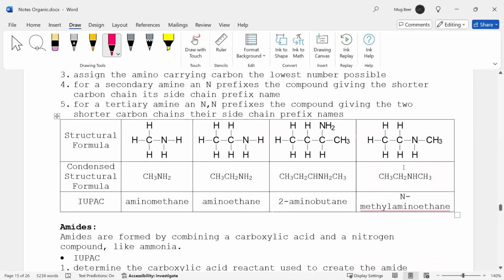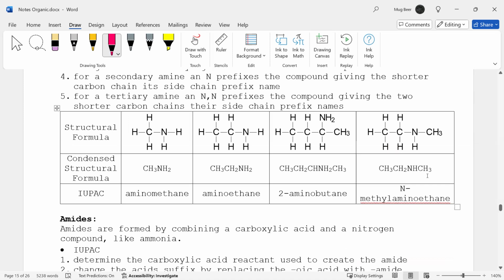The IUPAC format is a little bit different. What it does is it treats the amine group as a side chain that's called amino. So this first one up here, that's a methane molecule with an amine attached to it. So I'm going to say aminomethane. This nomenclature is used much less. The next one is ethane, and there's a nitrogen attached to it. So it's aminoethane.